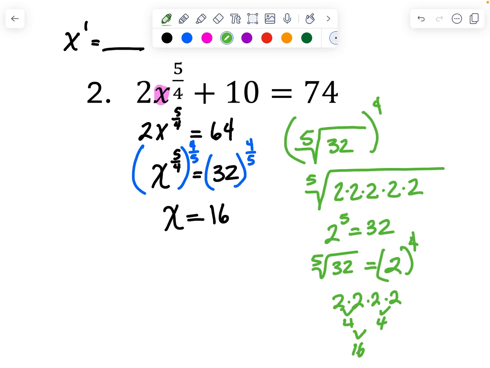Or you can put it in your calculator. 32 raised to the power of 4/5, enter, is 16, and you may have no interest in knowing why, but that's why.